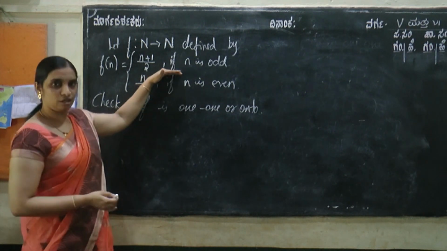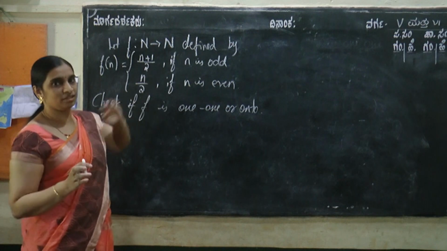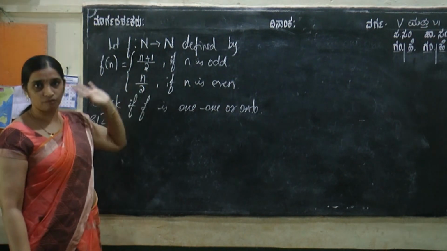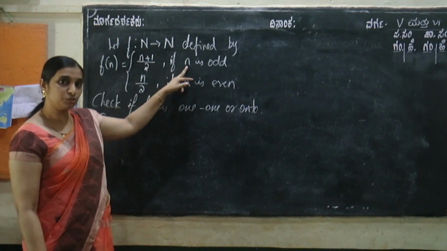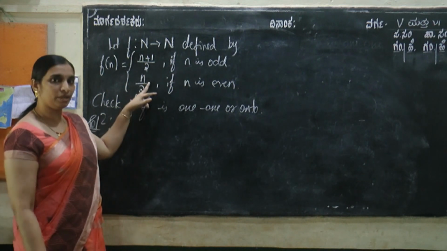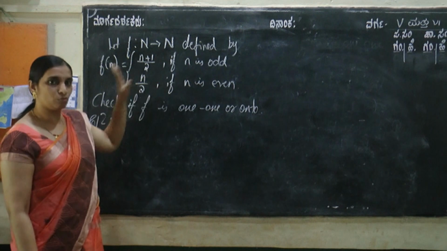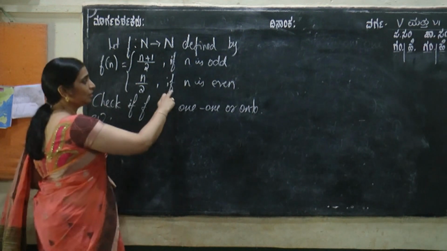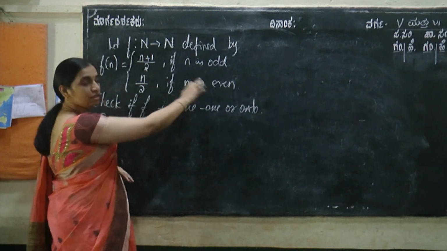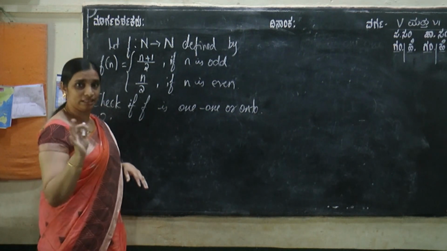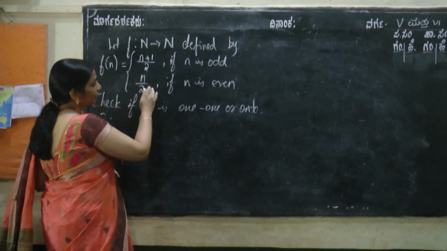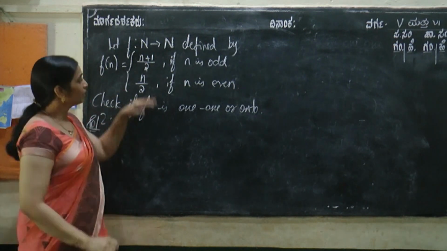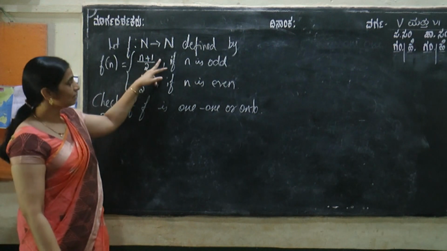Let us just take two odd numbers, 1 and 3. f of 1 means 1 plus 1, that is 2 by 2, which is 1. When we consider n is equal to 3, 3 plus 1 divided by 2 means 4 by 2, that is equal to 2. So elements are different, images are different. Similarly, we can say for the even numbers, taking separately. But when we take one even number and one odd number, what happens?